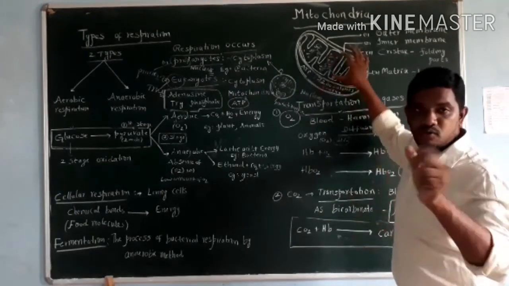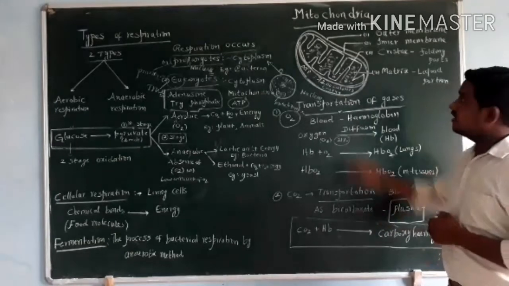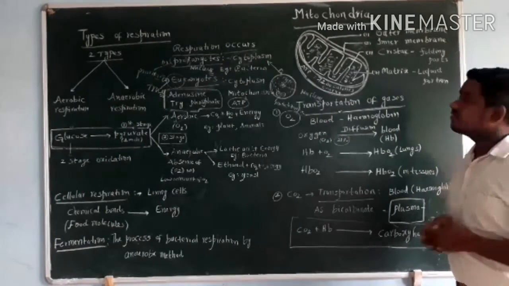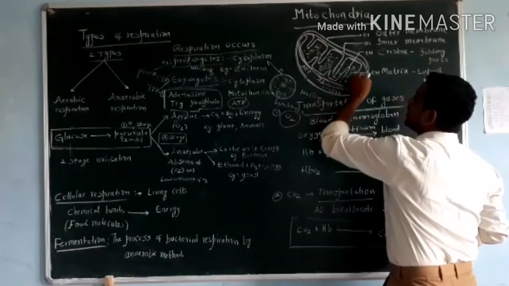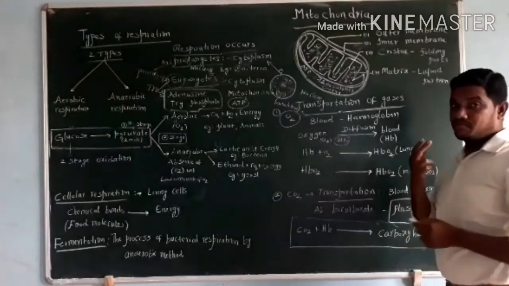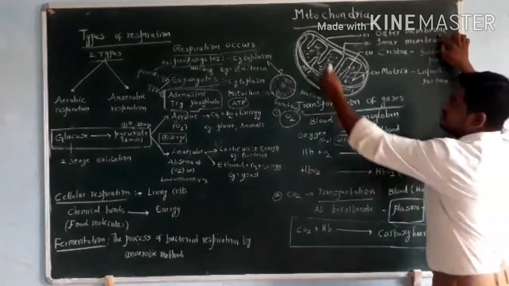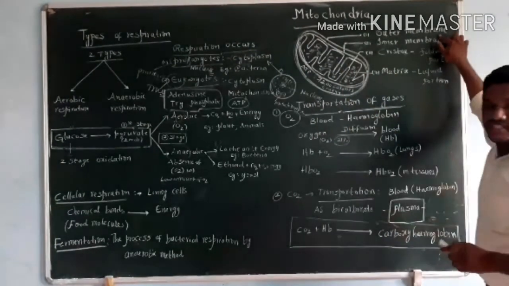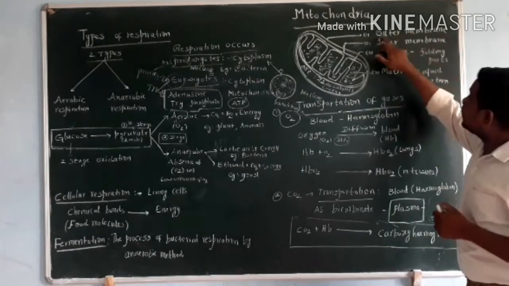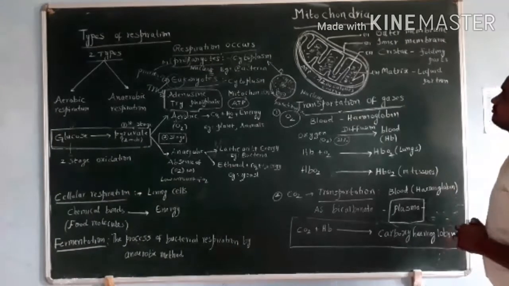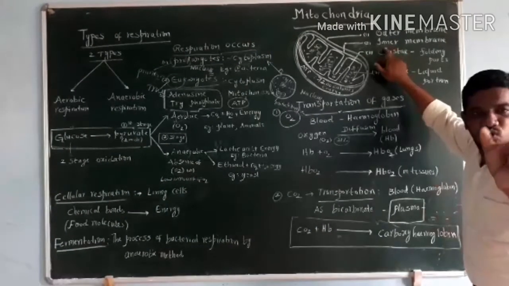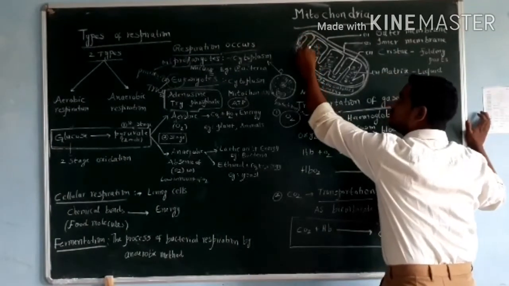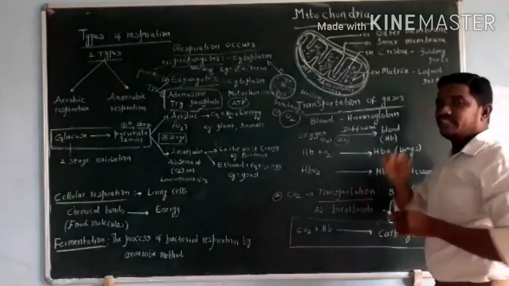It has some important parts. Let us learn what are the parts in the mitochondria. Around the mitochondria there are two membranes. One is the outer membrane. This is the outer membrane. The second one is the inner membrane. Mitochondria is covered with two membranes, outer membrane and inner membrane. This inner membrane folds inwards. See, this is the inner membrane folding inwards. It folds inside.